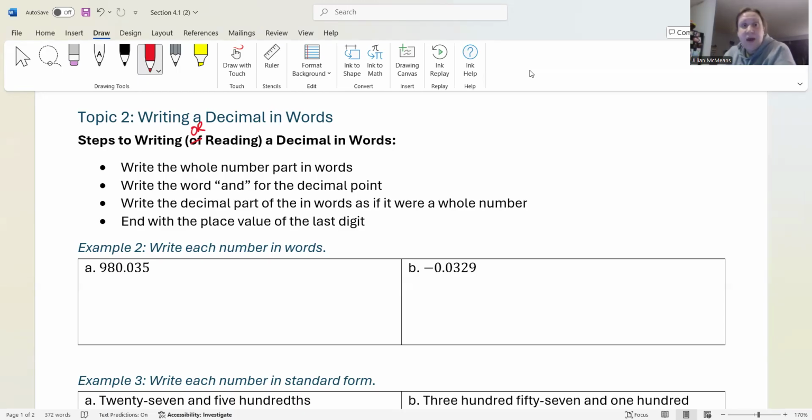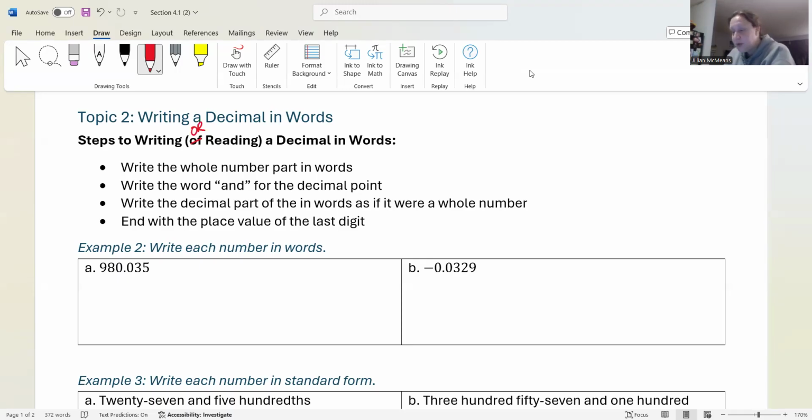And then we write the decimal part of the number in words as if it were a whole number, but we know it's not a whole number. And then we end with the place value of the last digit. So we write or say the number before the decimal just like a whole number. For the decimal point, we say "and." For the actual decimal portion of the number, write it or say it as if it were a whole number, but just end with the place value of the last digit.